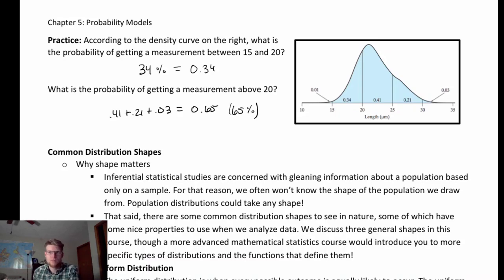So again, that is the extent to which we will do areas under the curve. It's just identifying from a picture, but we won't be using calculus in this course.